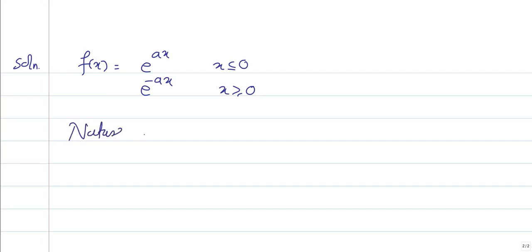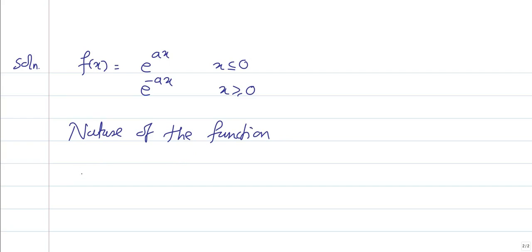Alright, so first thing we'll see the nature of our function. So here f of x is e raised to ax when x is less than or equal to 0 and e raised to minus ax when x is greater than or equal to 0. So let's check its nature. That means we will check whether it is an even function or an odd function, because if it is even or odd, we'll have an easier formula to find its Fourier integral representation.